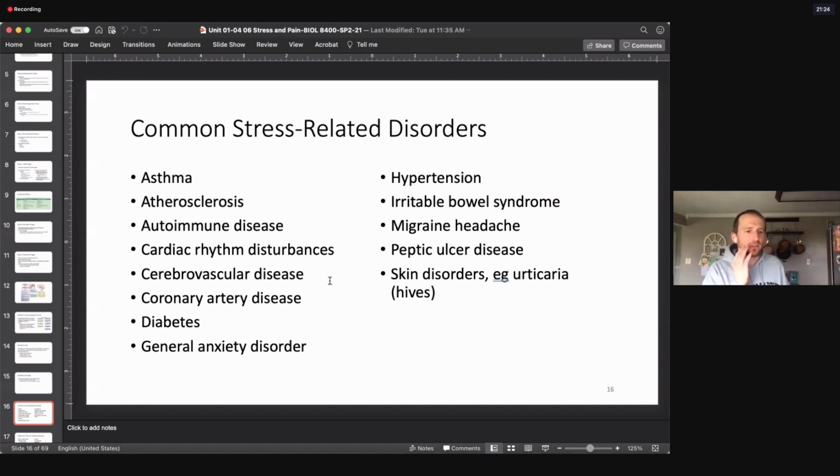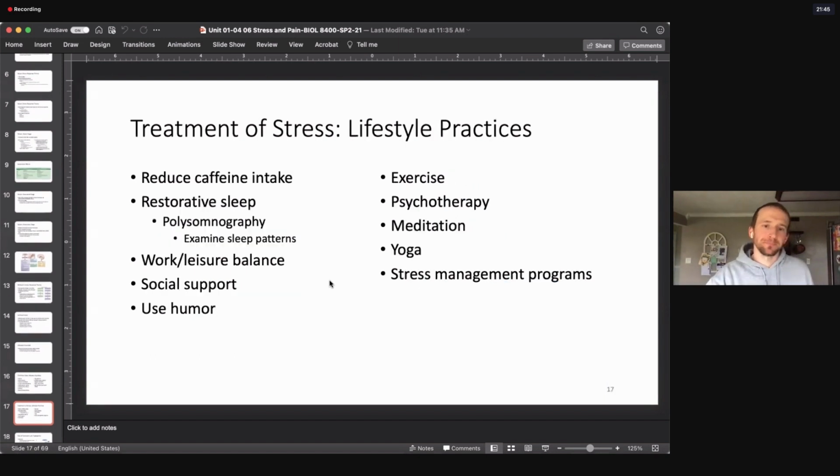So there are many chronic stress-related disorders, which are on the slide, and I won't read them off to you, but know that many aspects of diseases will have a stress response. Again, McEwen's theory holds so much power because it speaks to the body and the stressors interacting together. So to treat stress, you see a variety of ways to do that.